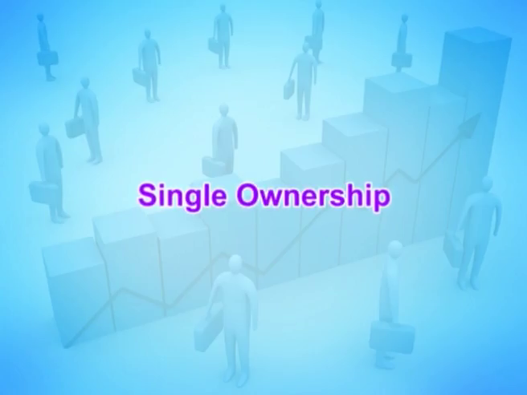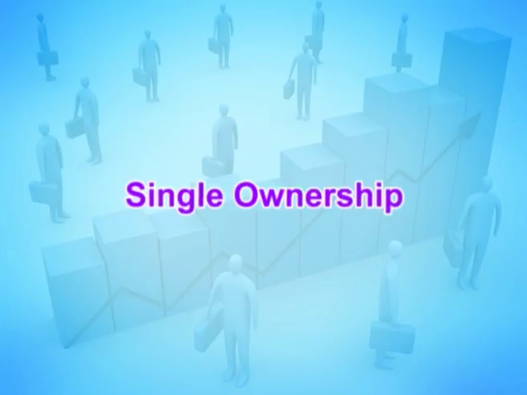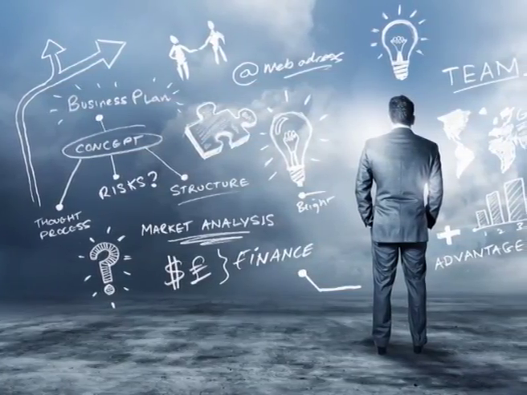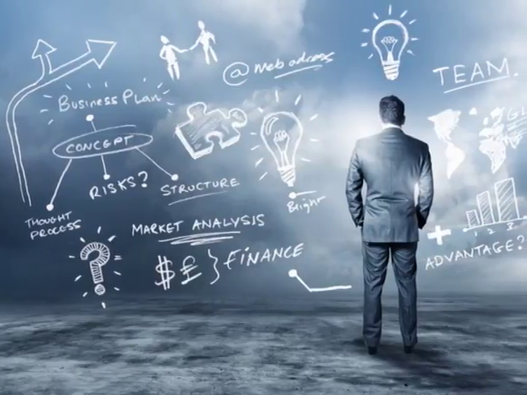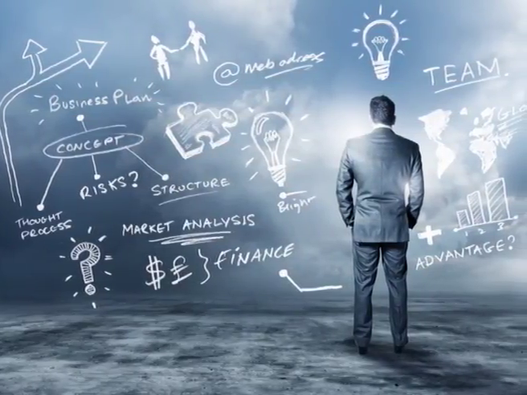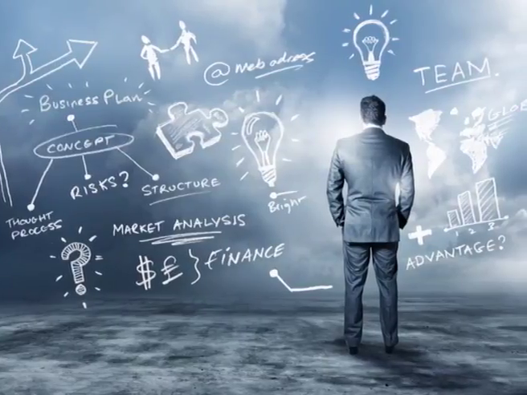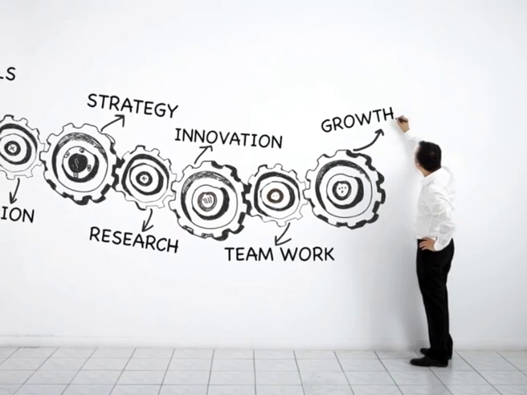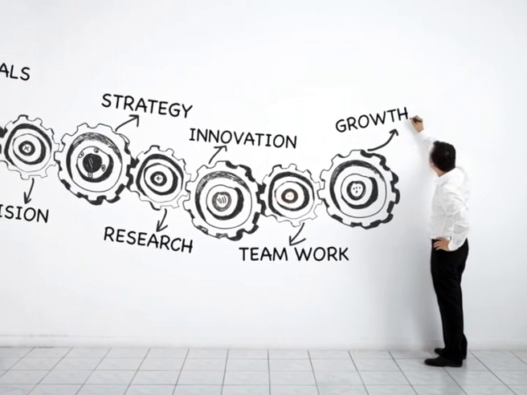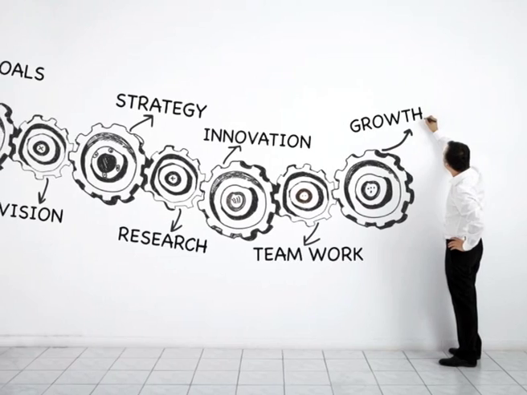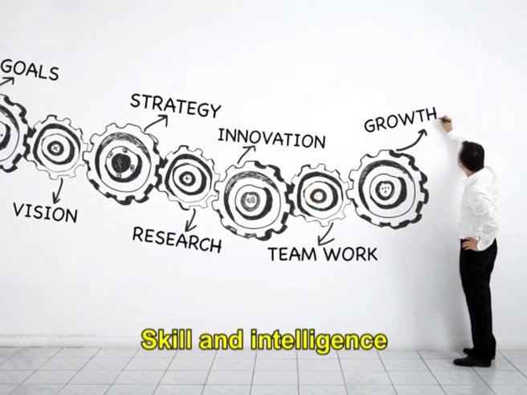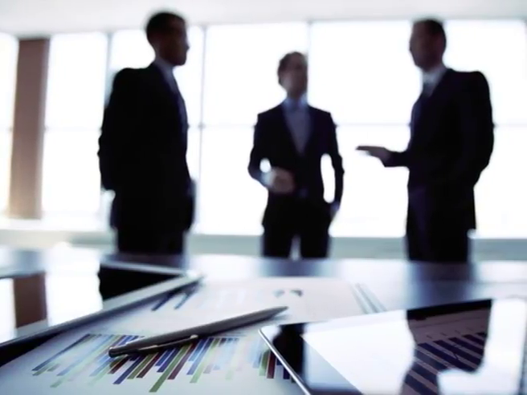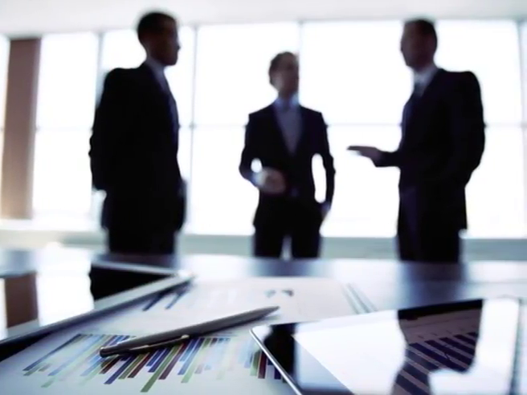To start with, single ownership. The sole proprietorship form of business organization has a single owner who himself or herself starts a business by bringing together all the resources. No separation of ownership and management. The owner himself or herself manages the business as per his or her own skill and intelligence. There is no separation of ownership and management as is the case with the company form of business organization.